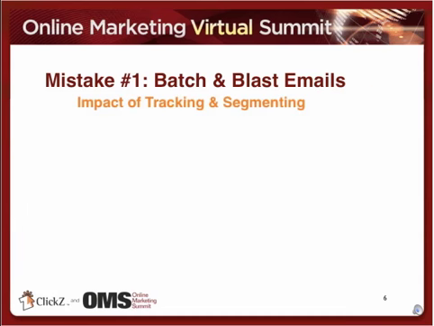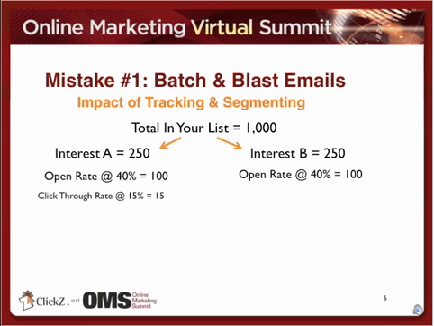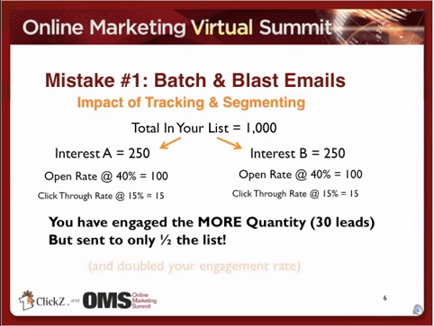Let's look at the impact of tracking and segmenting. If you've got a total list of 1,000 people and you can segment them into different interests, say you had half your list you could segment, then when you send out an email, you're going to end up with a higher open rate. We've got 40% here. We've seen as high as 63%. And then your click-through rate, we've still kept it pretty modest at 15%. But even with this example, you'll see that merely tracking your leads so that you can segment them, you have engaged more quantity, or 30 leads, but you've only sent to half your list. And that is, if you just look at click-through as a rate of engagement, you have now doubled your engagement rate.